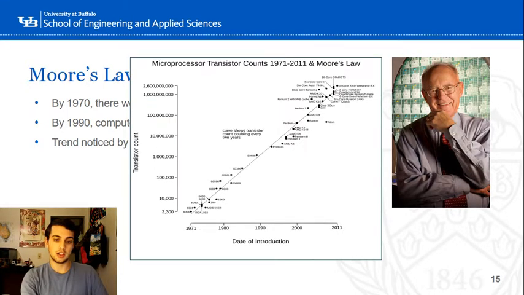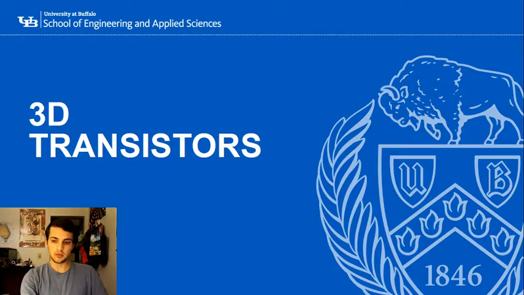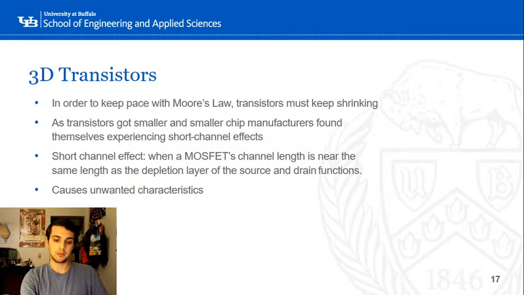And here is a chart showing the course of this trend. The trend was named after Moore, being called Moore's Law. It stated that the number of transistors in a microprocessor doubles roughly every 2 years. And so now that we have a background, we can start talking about 3D transistors.